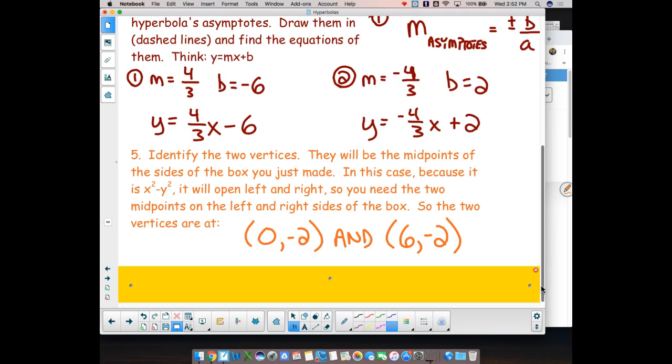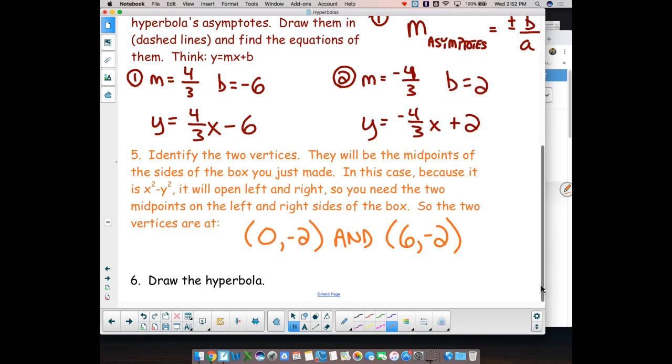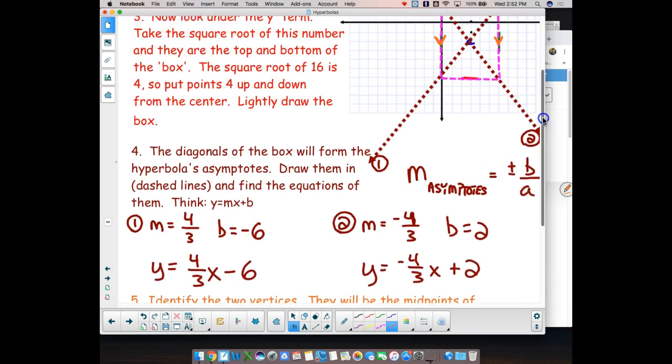Finally, what we can do now is we can draw in our hyperbola. Okay? So let me go back up here to this one.